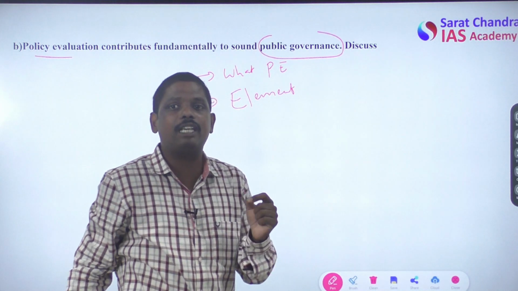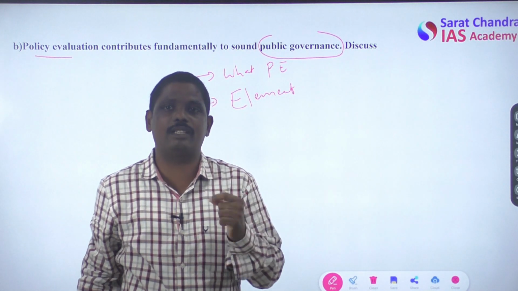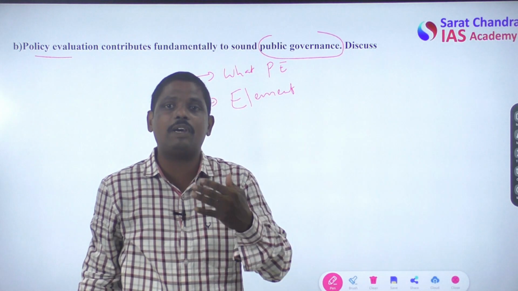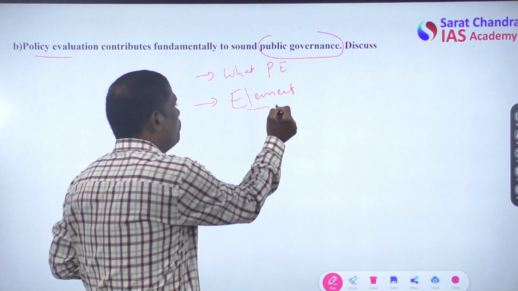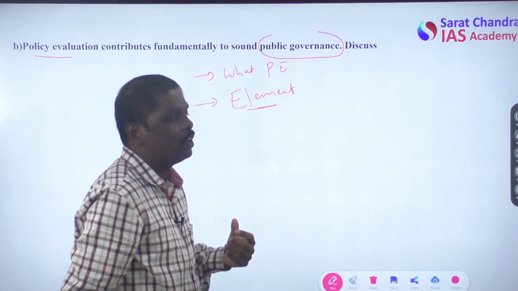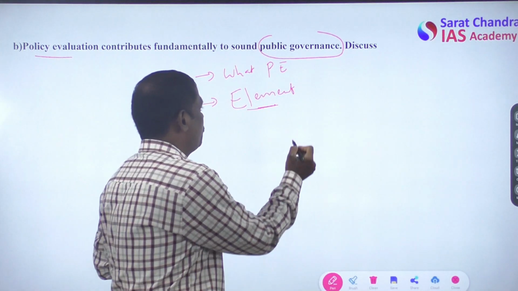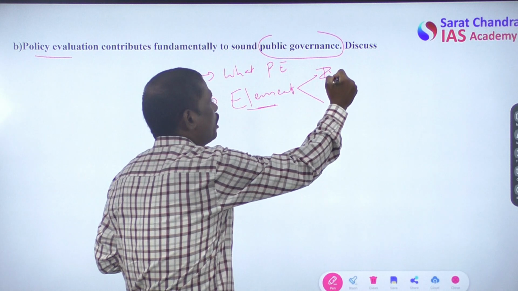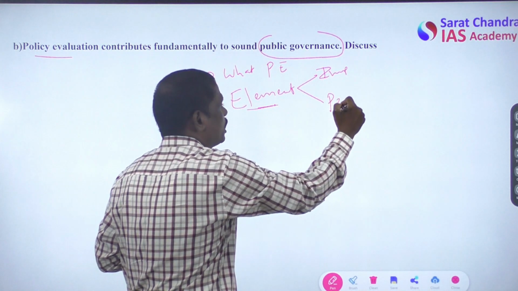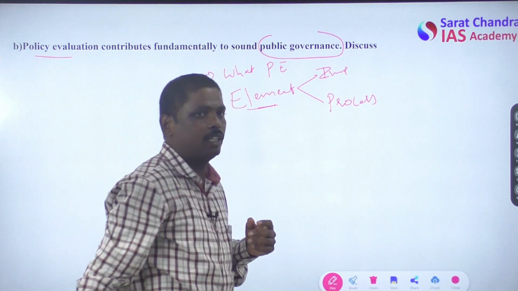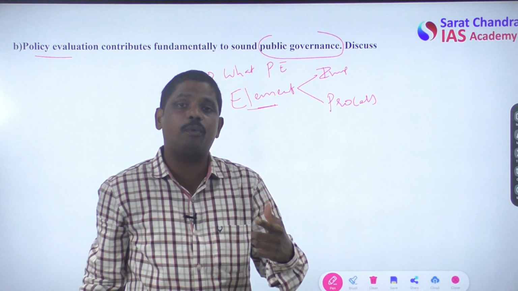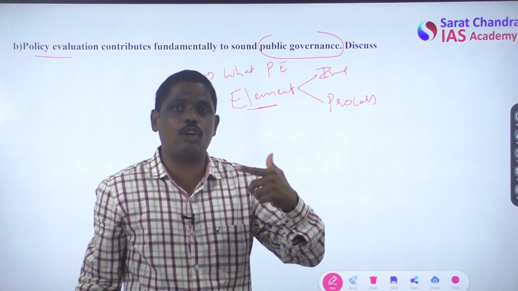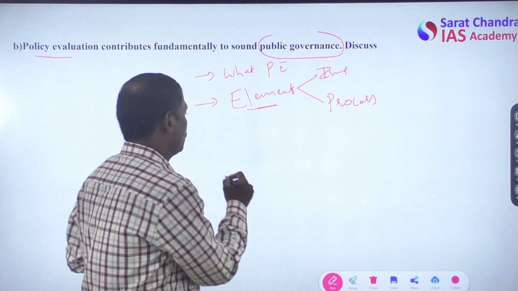So how does policy evaluation improve public governance? Where can policy evaluation really contribute? Bring out the elements of policy evaluation. Simply, you can use impact evaluation as well as process evaluation. Talk about these 2 things, impact evaluation and process evaluation. Bring out the importance of impact evaluation, then talk about the importance of process evaluation.